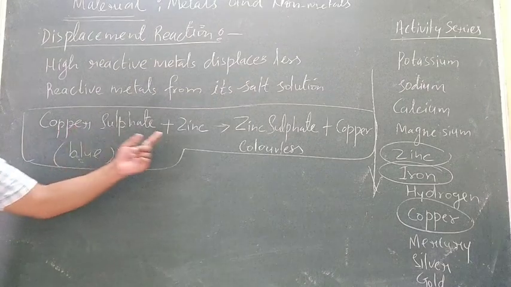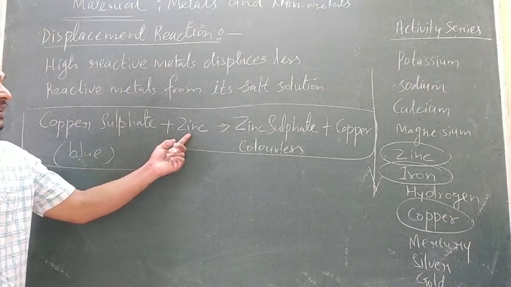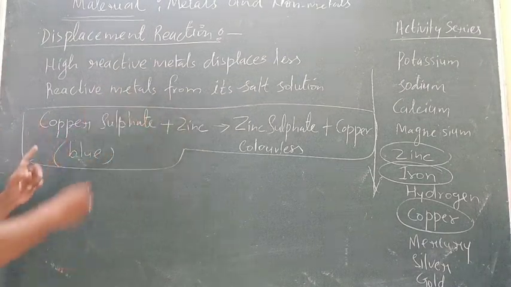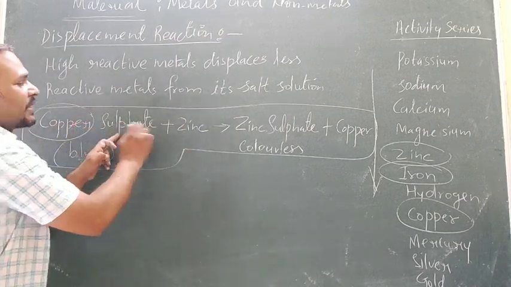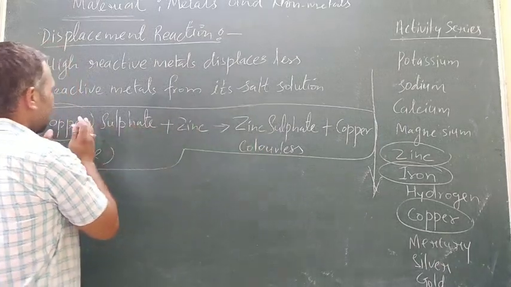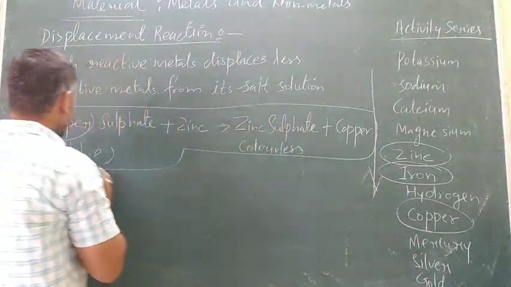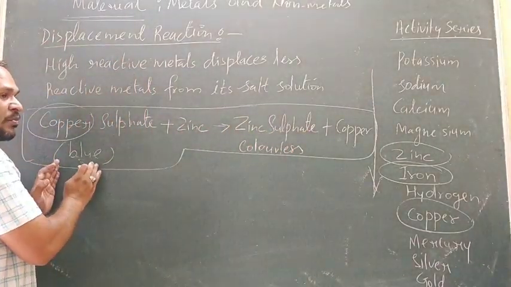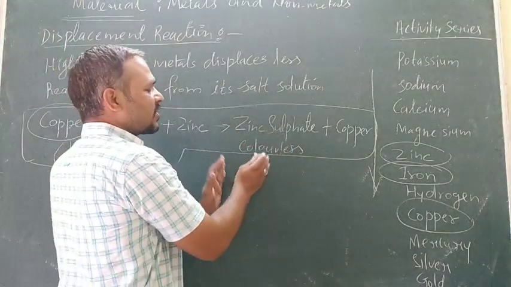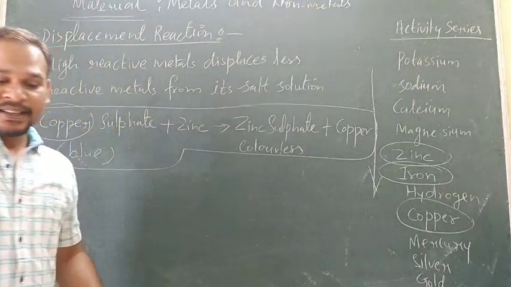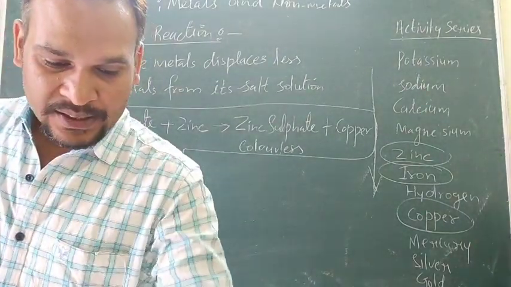Copper is less reactive than zinc. Then what will happen? Zinc will displace the copper from here and come over here, so it will form zinc sulfate. Zinc sulfate has been formed and copper will be free. The solution of copper sulfate is blue, but when the reaction takes place, the solution of zinc sulfate will be colorless. Let's see the practical example, right?